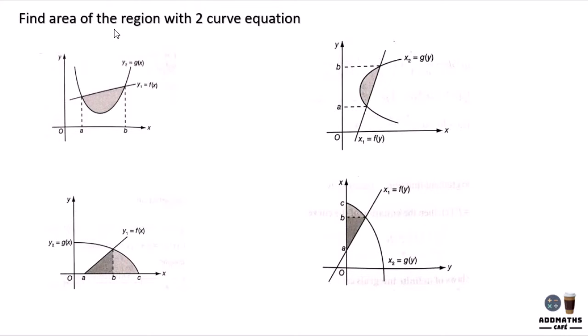Find the area of the region with two curve equations. Now you can see that there are two curve equations and you are required to find the shaded area. So first, let me use another color of pen. Let's say I'm finding the area of this curve under A and B.